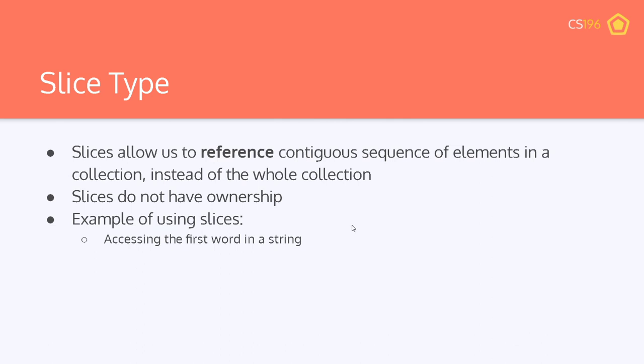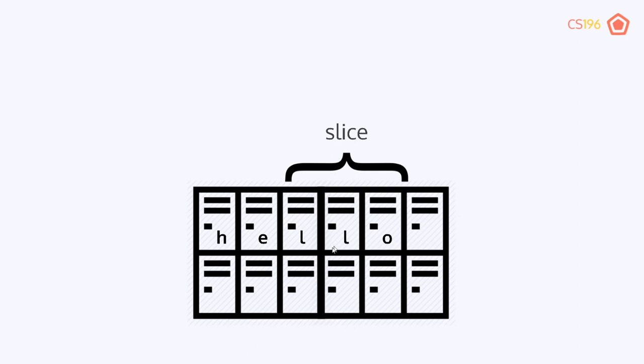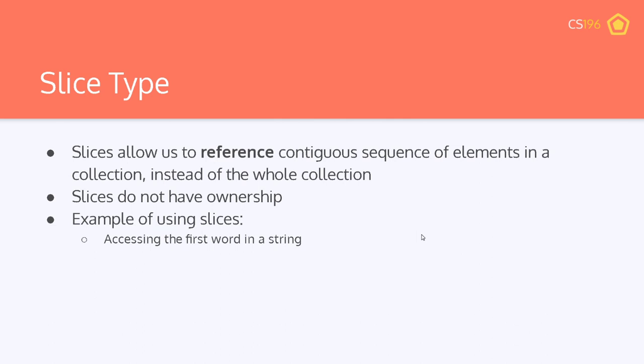More technically, first we'll introduce the idea of slices. Slices allow us to reference a contiguous sequence of elements in a collection. In this case, we have this contiguous sequence, the LL and the O in hello, and we only care about that part. Slices don't have ownership. It's really just talking about a part of something that is owned, a part of that larger string. A great example of using a slice is to access the first word in the string, the last few characters in a string, things like that.